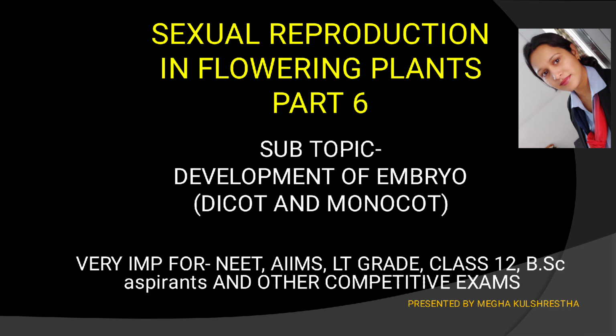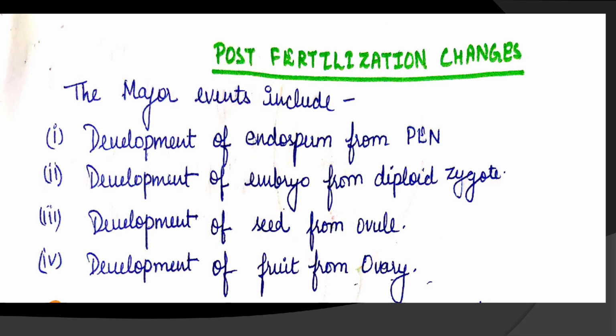So guys, today we will learn about development of embryo in dicot and monocot plant. This is part 6 of sexual reproduction in flowering plants. Just have a recap first. These are all the major events which take place after fertilization.